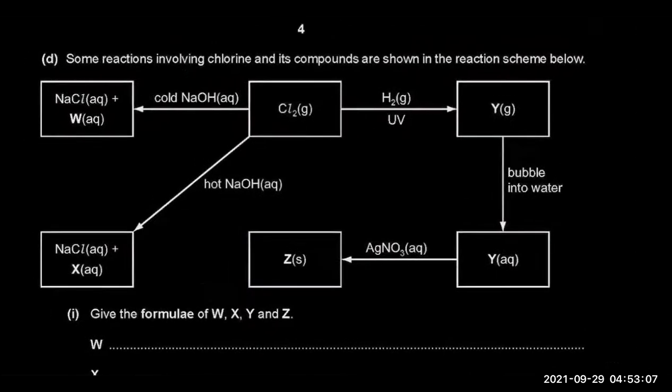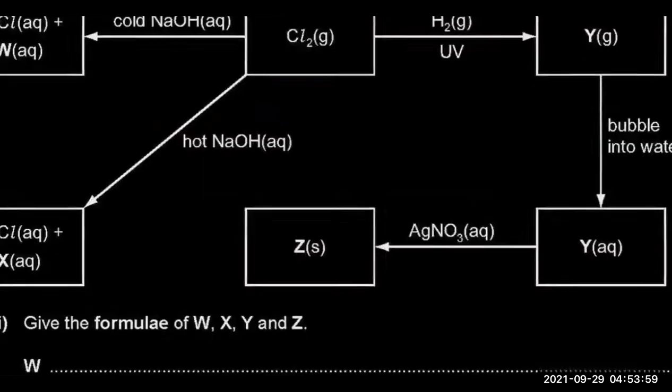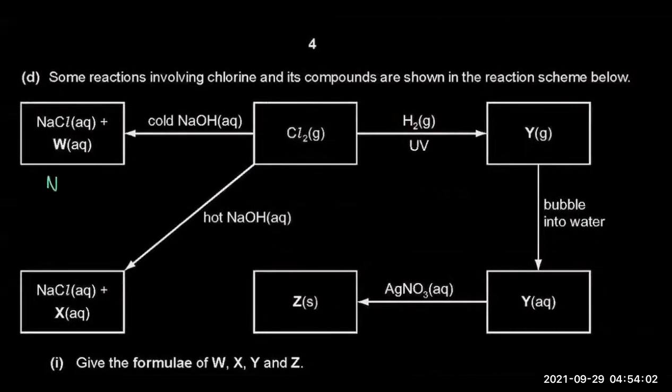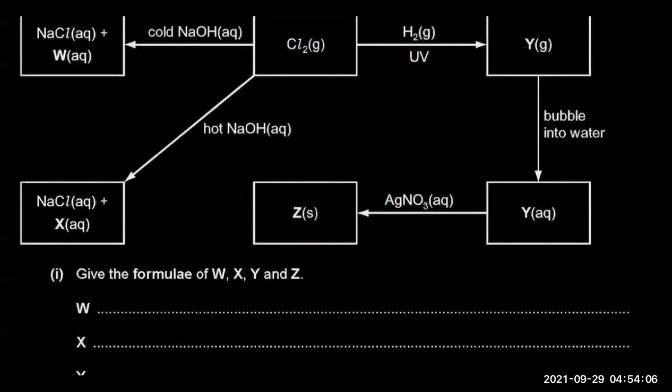Okay. Some reactions involving chlorine and its compounds are shown in the reaction scheme. Give the formulae of W, X, Y, and Z. Okay, W. What does chlorine make with cold NaOH? This is a special type of redox reaction. That's a hint. Disproportionation. So with cold NaOH, we make NaCl and NaClO. Sodium chlorate 1. That's the name of this compound.